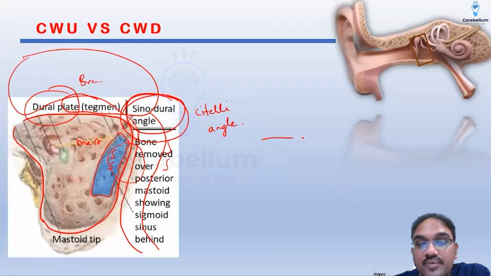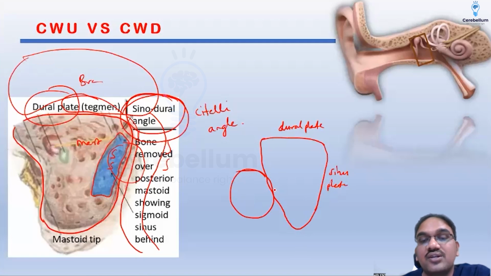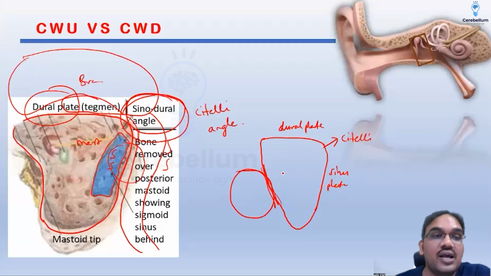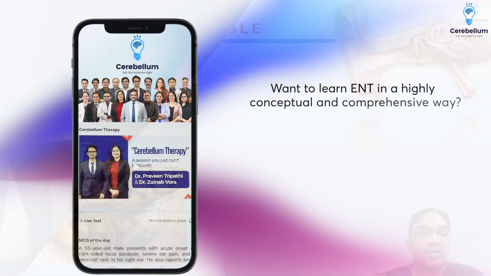After the mastoidectomy, you will be having a superior dural plate that separates from the brain. Posteriorly, you will be having a sinus plate that separates from the sigmoid sinus, and this is mastoid tip, and this is anterior wall. Here your external auditory canal, this is posterior meatal wall. Okay, so this angle is called as Citelli angle or sinodural angle. Just remember this point. This question was asked once previously.